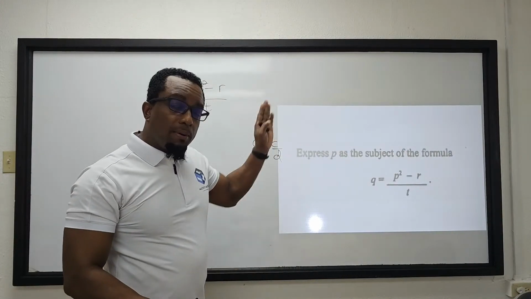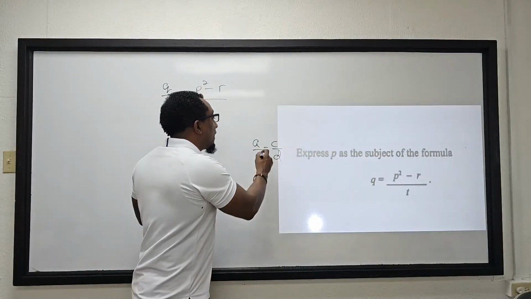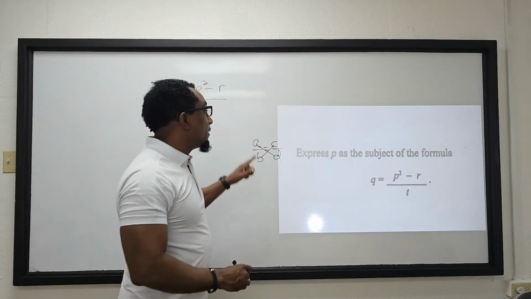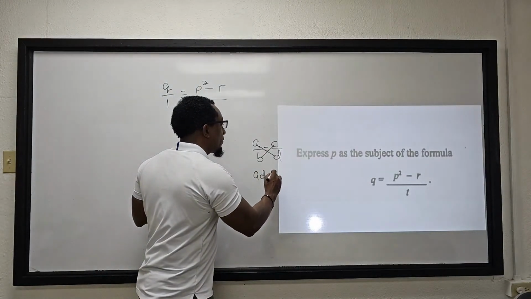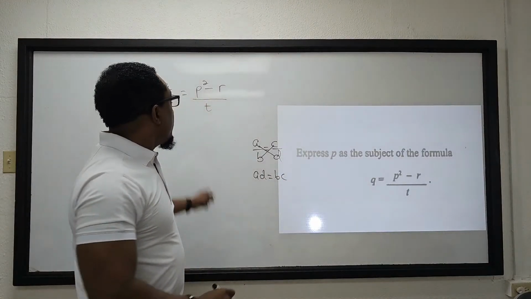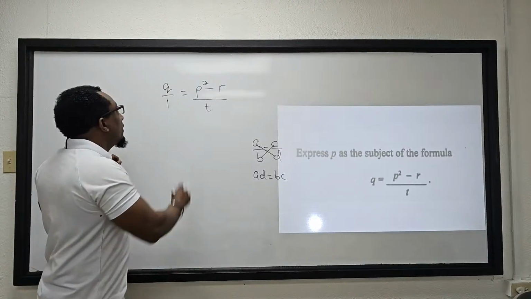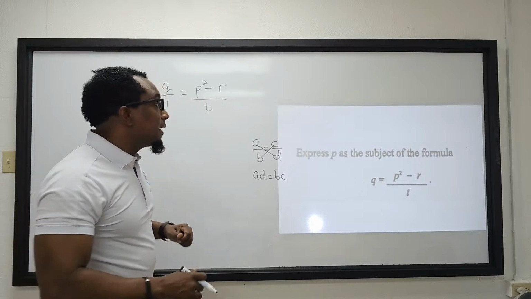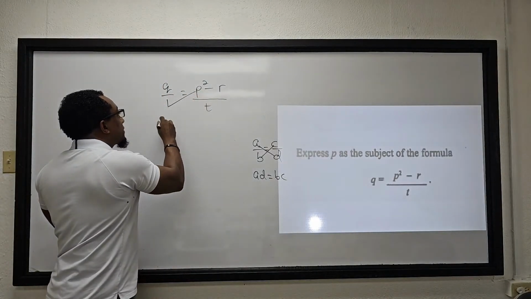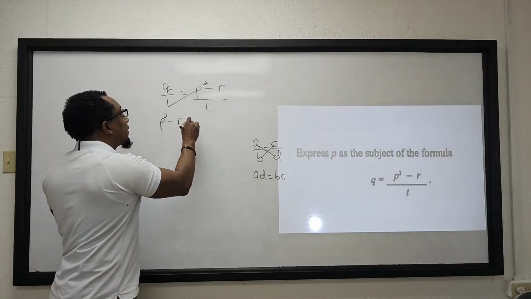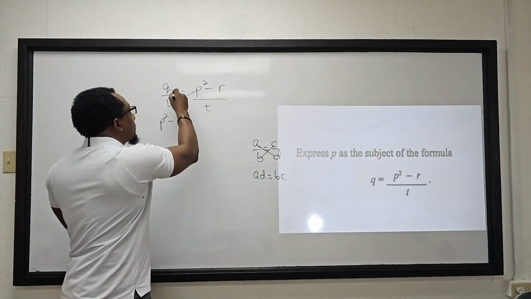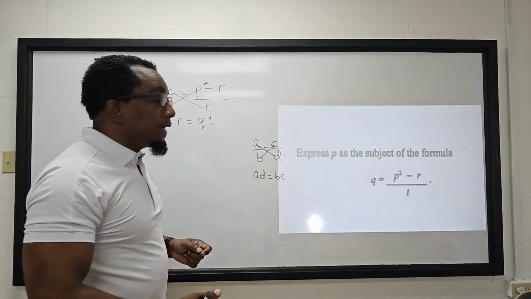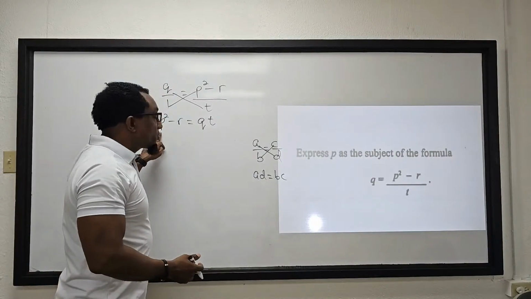To remove the fraction, one fraction on the left, one fraction on the right, I can cross multiply to remove this equation from its fraction form, multiplying A by D and B by C. So I'm going to apply the same here. I'm going to multiply 1 by P squared minus R. It doesn't matter if it's on the left or right side of the equal sign. So P squared minus R is equal to Q by T. So my fractions are gone, right? No fraction. What I can do now is to proceed to make P the subject of the formula.